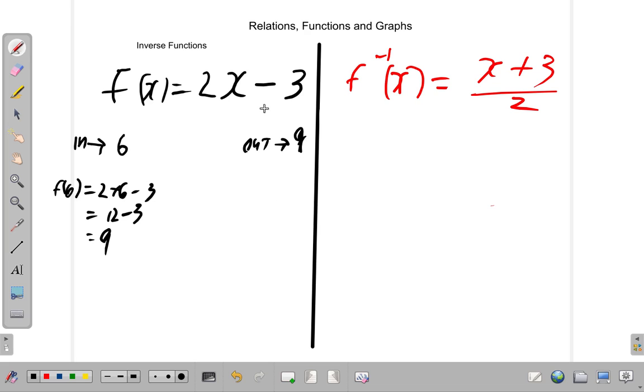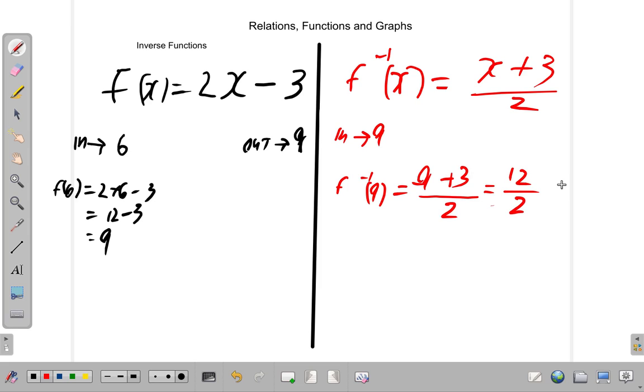Good. Into the function, we put 6 and we got out 9. Let's put 9 into the inverse and see what would happen. In comes 9 into the inverse. So we have f inverse of 9 is equal to (9 plus 3) all over 2. 9 plus 3 is 12. 12 divided by 2 is 6. And out comes 6. So you see, we're reversing what happened.